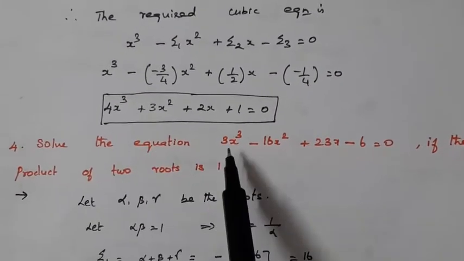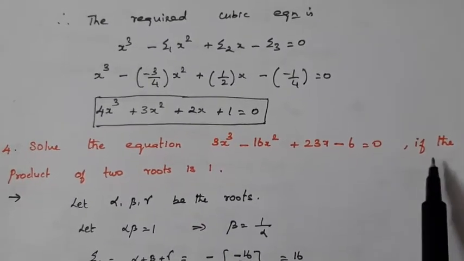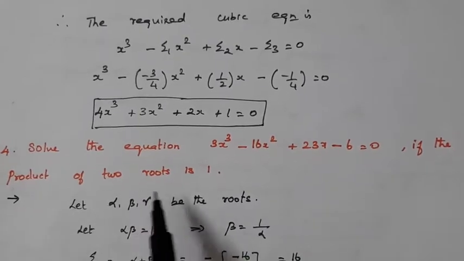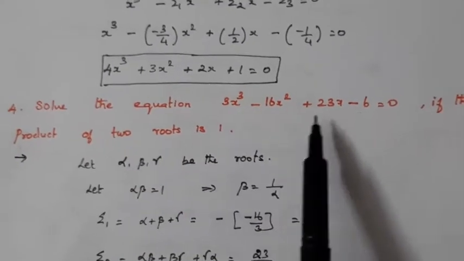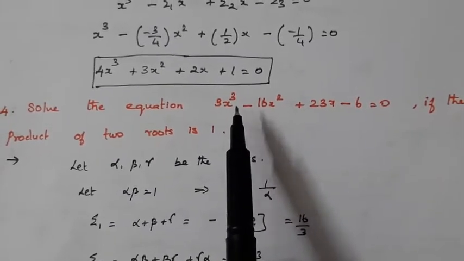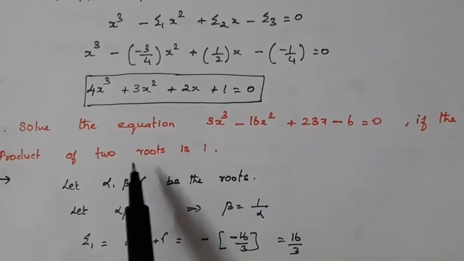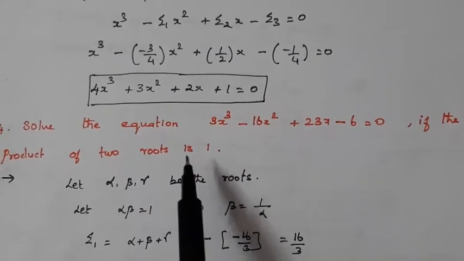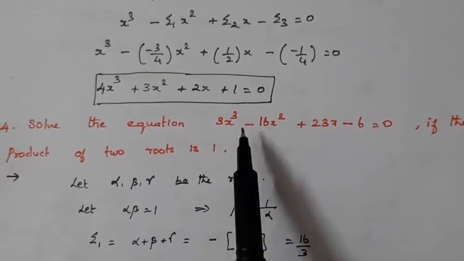Solve the equation 3x cube minus 16x squared plus 23x minus 6 is equal to 0 if the product of two roots is 1. Okay. So, you have to find out the solution of this equation. As it is a cubic equation, you will get 3 values for x. Among that, one condition has been given that product of any two values is 1. Okay, that is a condition. Using this condition, you are going to get 3 roots of this equation, right?